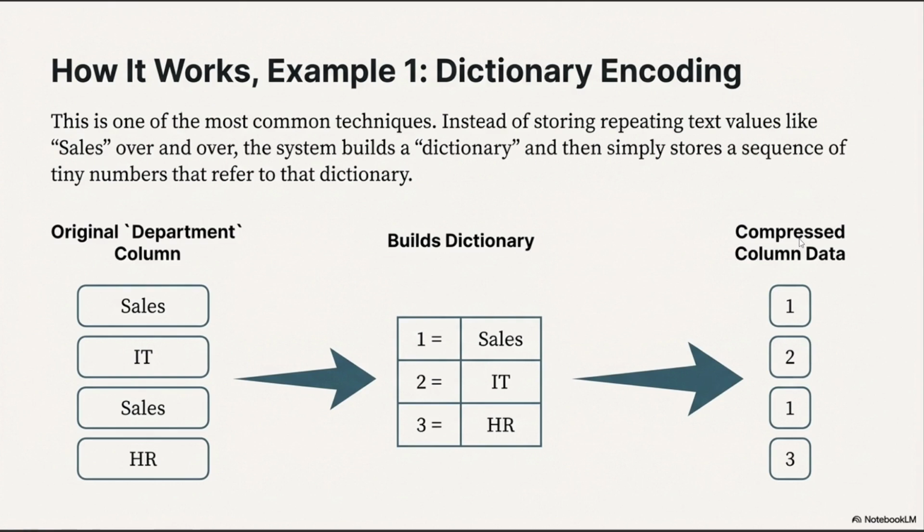Why is it compressed? Because instead of storing sales, which is 5 characters long, we are only storing 1, which is just 1 character long. So this will massively reduce the storage space. Instead of storing IT, 2 characters long, we are again storing 2, which is again 1 character long. So this is how data will be compressed. This is one of the techniques.